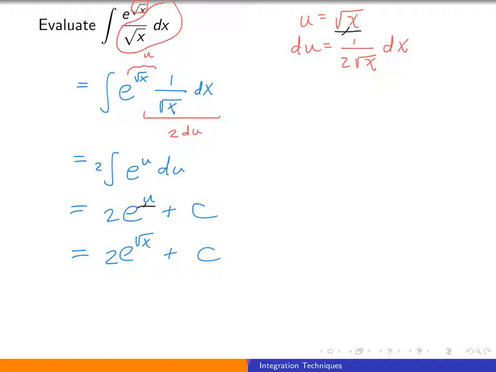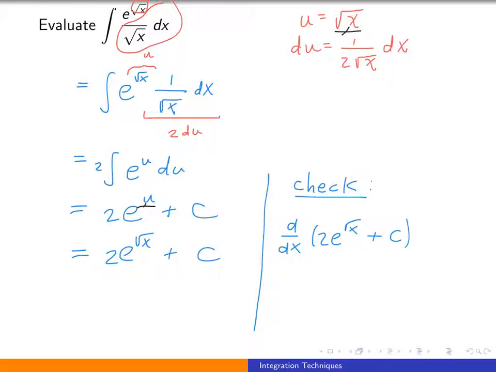Now, an important observation to make is that when evaluating indefinite integrals, one always does have the ability to double check your work. How do we double check our work? Well, what we need to see is that the solution we came up with, when we differentiate it, what we are going to get back is the integrand that we started with.